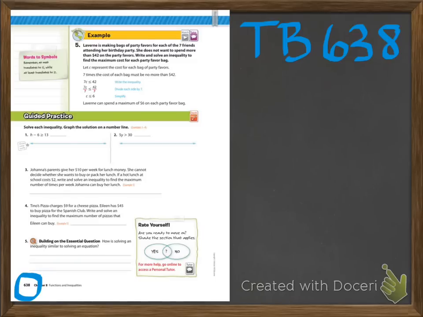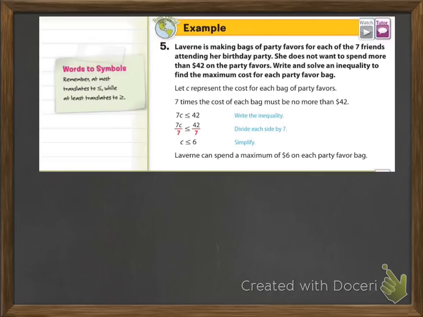Now you're on textbook page 638. You want to take a look at example 5. Example 5 says, Laverne is making bags of party favors for each of the 7 friends attending her birthday party. She does not want to spend more than $42 on the party favors. So now you know the $42 has to be by itself because that's the total. Remember when we were writing equations before, it's the same for inequalities. Write and solve an inequality to find the maximum cost for each party favor bag.